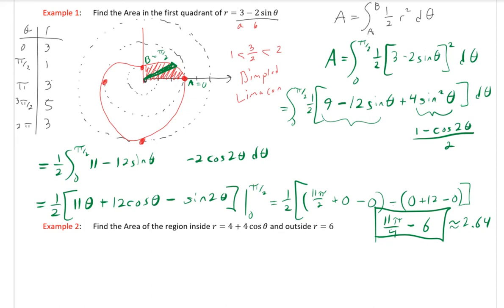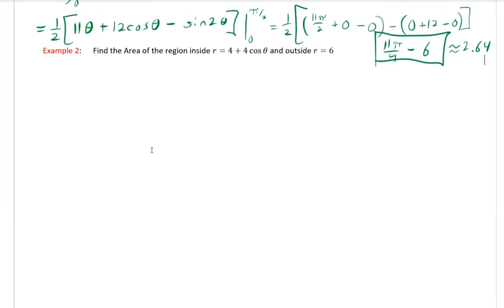Example 2 is going to be a little bit longer, which is why I give it a little bit more space. We have: find the area of the region inside r equals 4 plus 4 cosine and outside r equals 6. This is going to be a little bit more complicated because we need to consider what this region looks like first. Now, r equals 4 plus 4 cosine of theta, that's going to be another limacon. And because 4 and 4 are equal to each other, we know that this is specifically a cardioid.